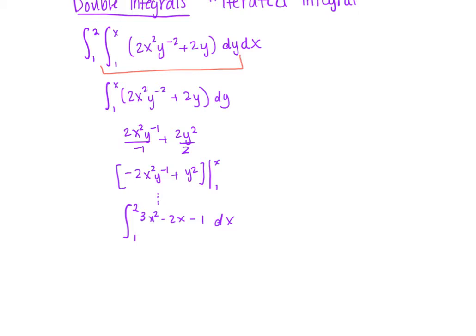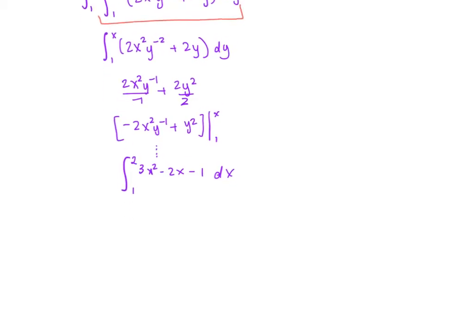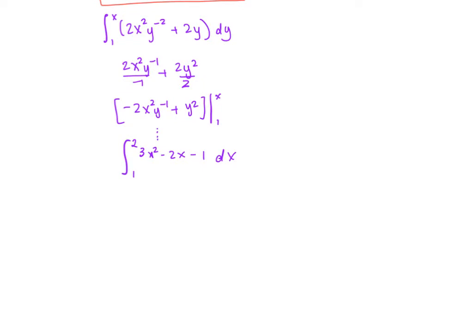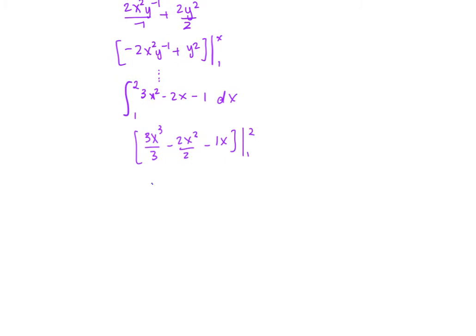So now what's going to happen in this one is we're going to get rid of all the x's. So let's take this integral here. This becomes 3x cubed over 3 minus 2x squared over 2 minus 1x from 1 to 2. So let's simplify that just a little bit before we take our integral. X cubed minus x squared minus x from 1 to 2.